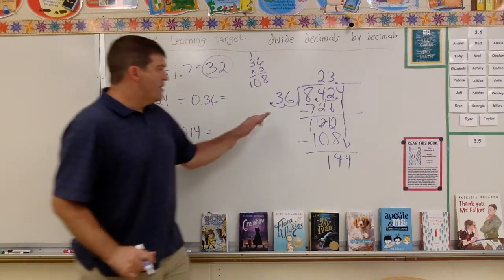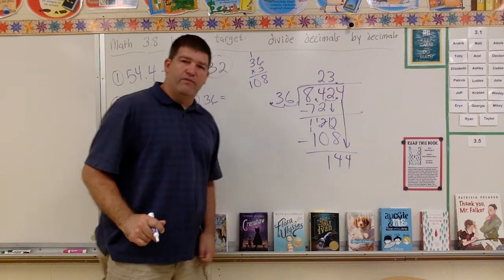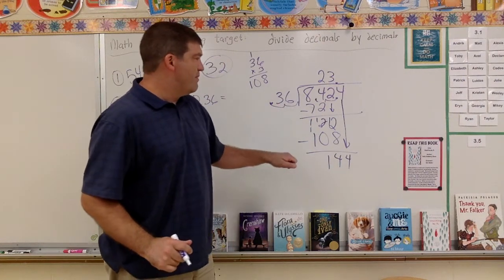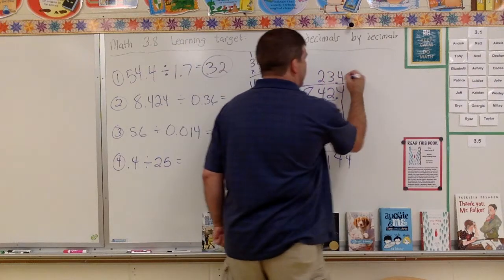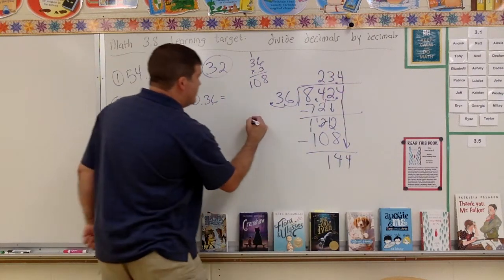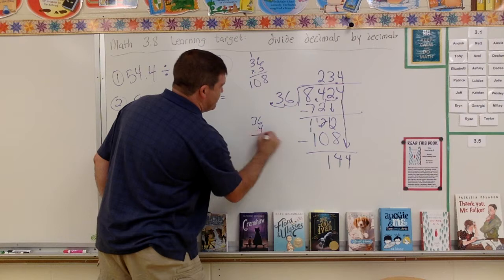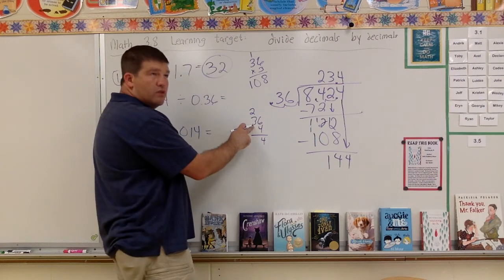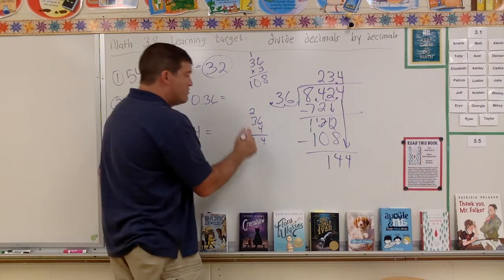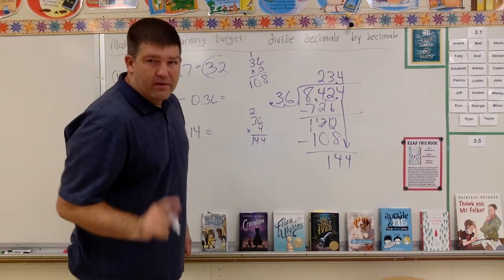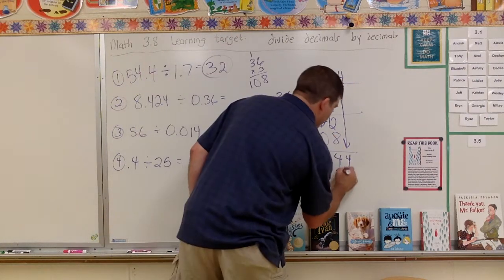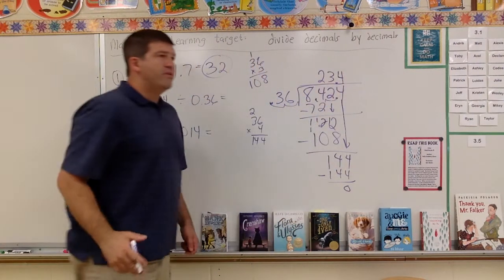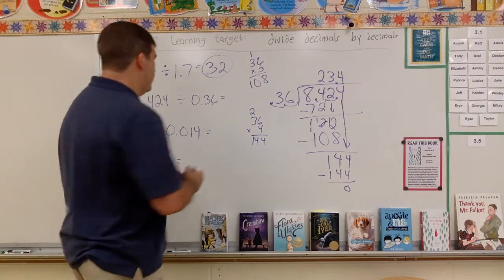144. How many times will 36 go into 144? Well, 3 was 108. I bet I can get one more 3 in there. I'm going to guess it's 4. So now, let me do that. 36 times 4. Let's see, that's 24. 4 times 3 is 12, plus 2 is 14. Bingo, 144. 144, subtract it out, gets me 0. I have no more numbers. I'm good to go. Okay?